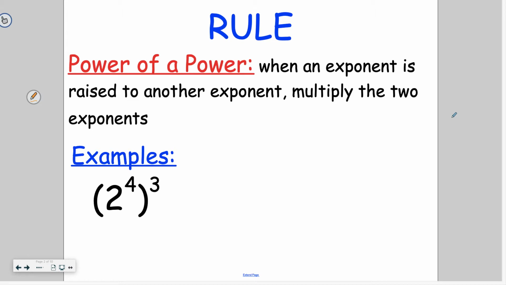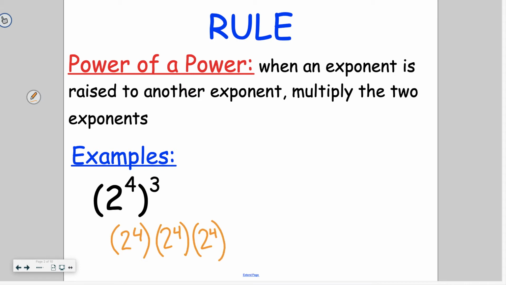So this happens when an exponent is raised to another exponent. So as you can see right here, there's an exponent and then there's a second exponent. When this happens, you are going to multiply the two exponents to get the final answer. Reason being, this 2 to the fourth to the third power, what that actually means is 2 to the fourth times 2 to the fourth times 2 to the fourth.